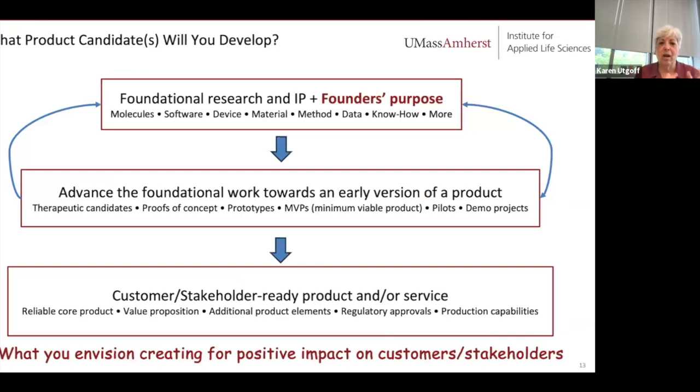So I'm going to go right through the 6 elements and describe them to you. Keep in mind that I could have had lots of swirly lines because they're all interconnected. The first one I want to talk about is the product candidate or candidates. And this really starts with your foundational research and IP and your founder's purpose. So what is your team really aiming to do?